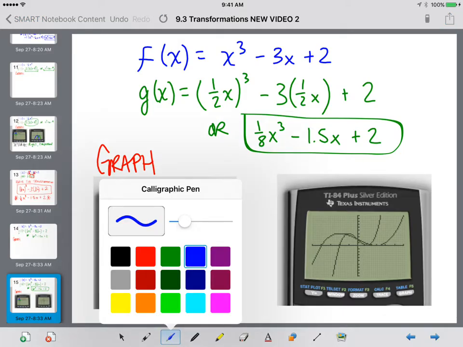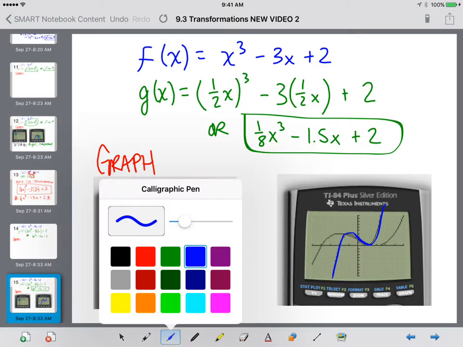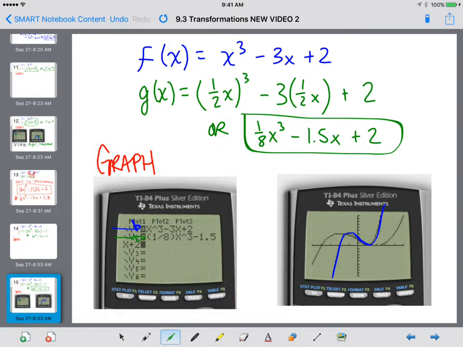So my f of x is this graph right here. And g of x is this graph right here. Again, I know I didn't trace it very well, but they both cross at the same point. Therefore, it doesn't go to the right or to the left. The only thing it does is it is a stretch. Or you might say it got wider.